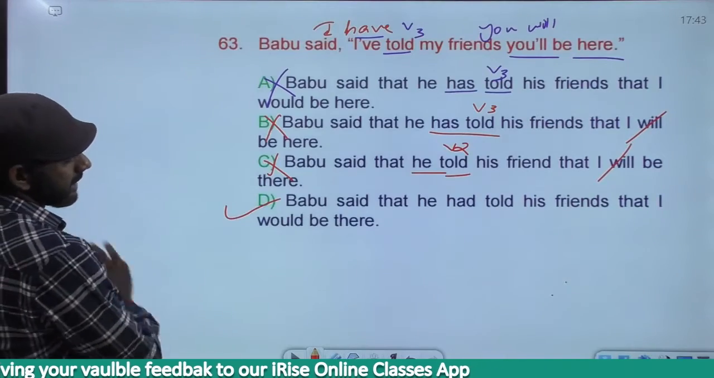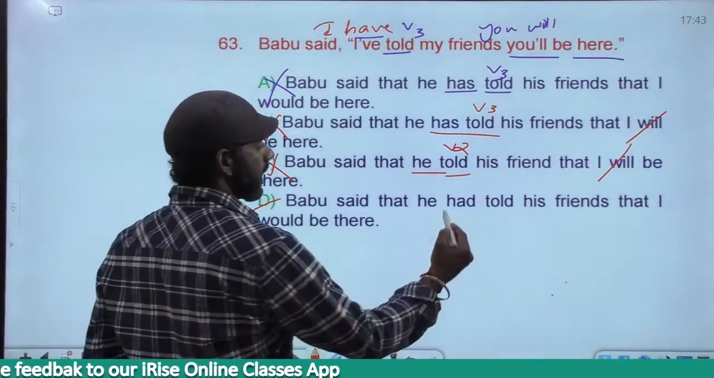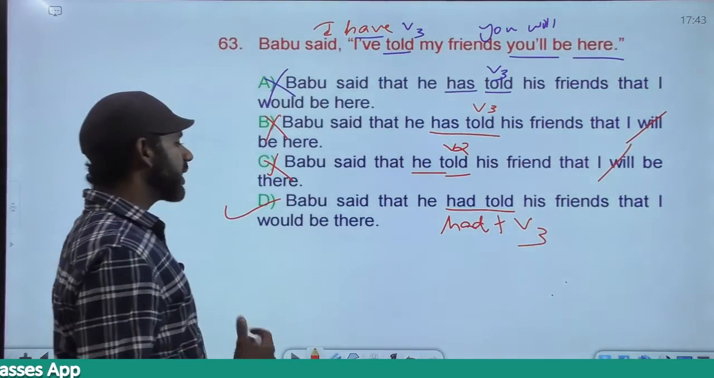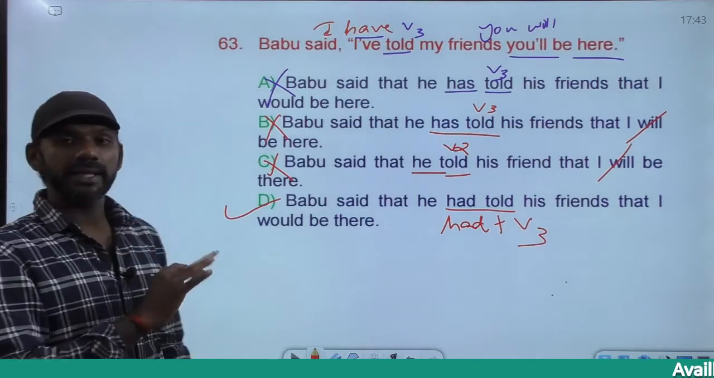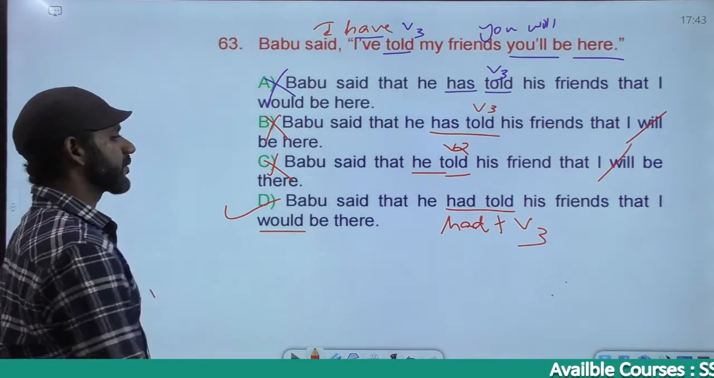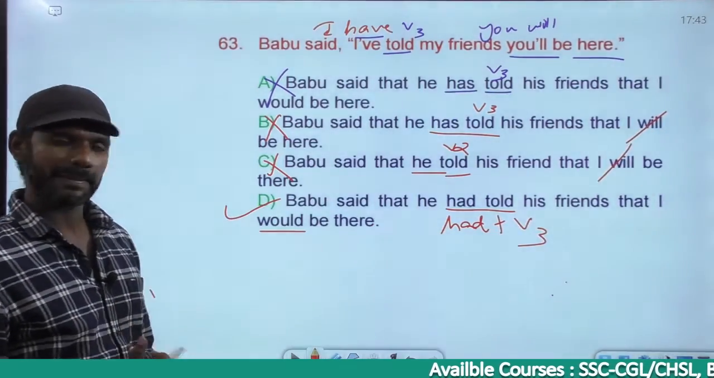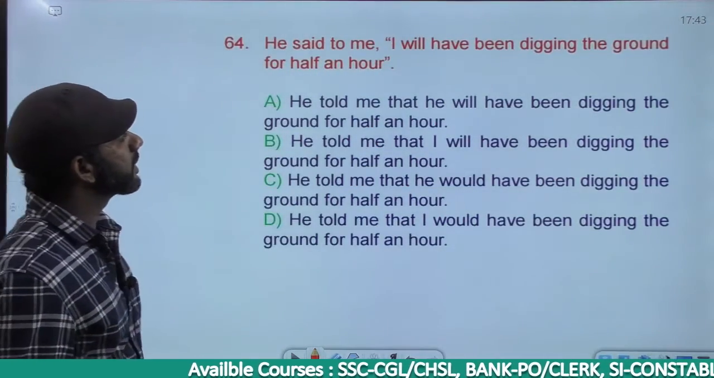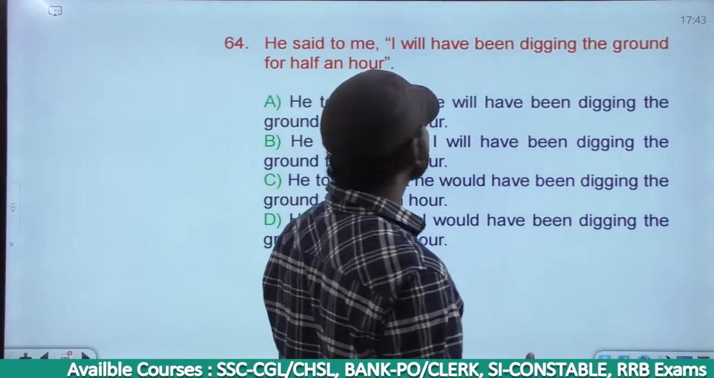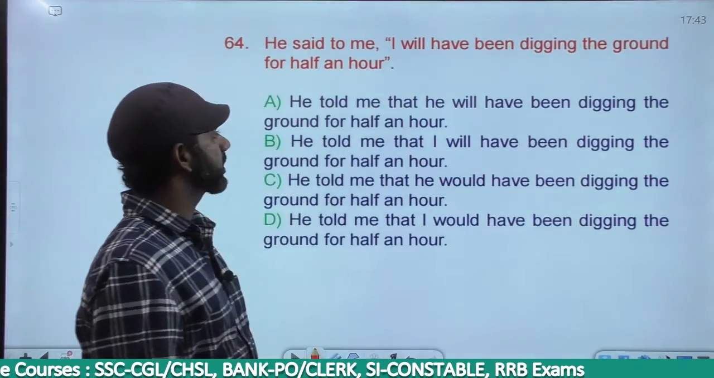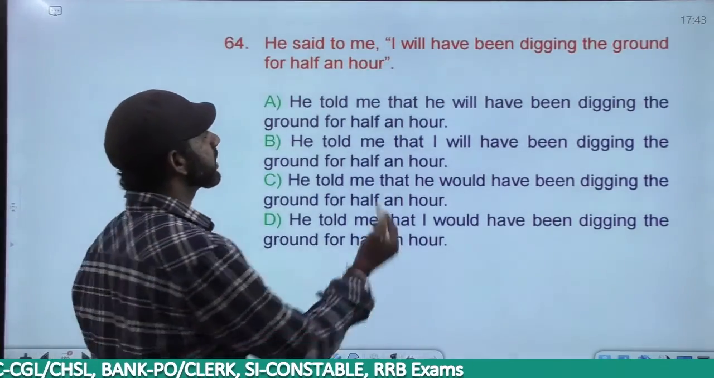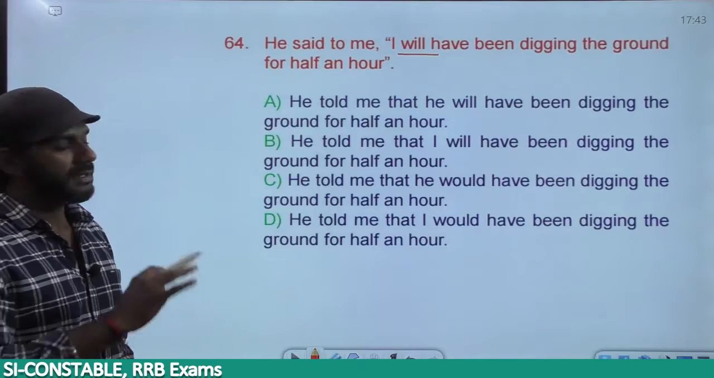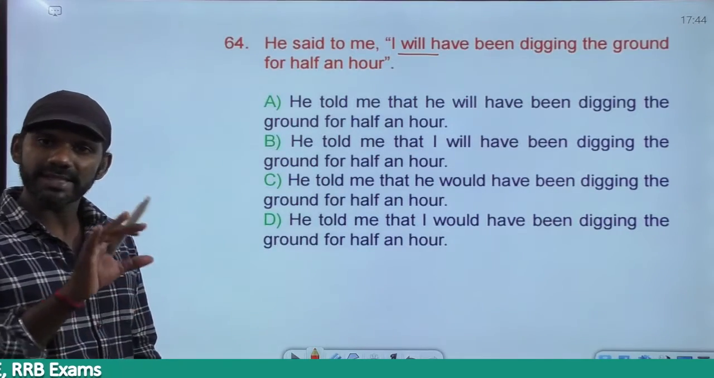Babu said that he had told his friends, had told is had plus V3, past perfect, that I would be there. Will be there changes to would be there. That is also fine. The answer must be option D. The next one. He said to me, I will have been digging the ground for half an hour. I will have been digging. Will have been digging changes to would have been digging. The same structure, just change will to would.